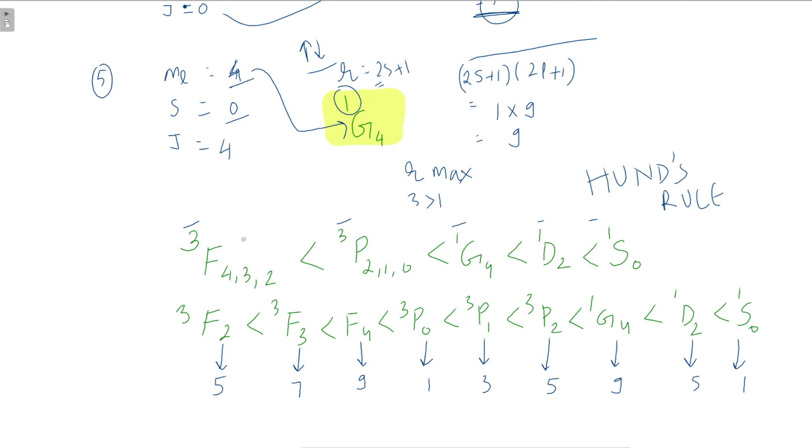Now we have two terms that have 3. Now why is F on the left hand side and P on the right hand side? The second rule is L should be max. So for F, what is the value of L? It is obviously more, right? 3. So it is the ground state. And then we have P and G and D and S. G has a larger value than F also, but first we consider the value of R.